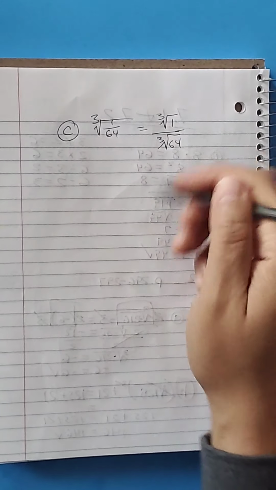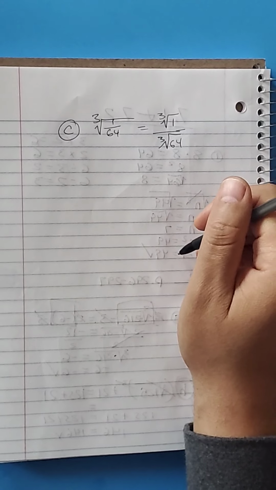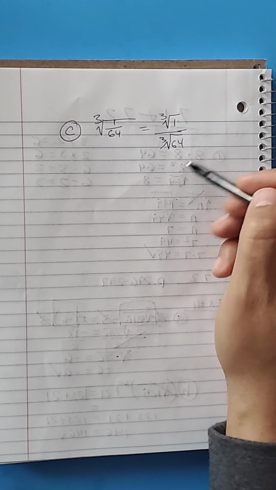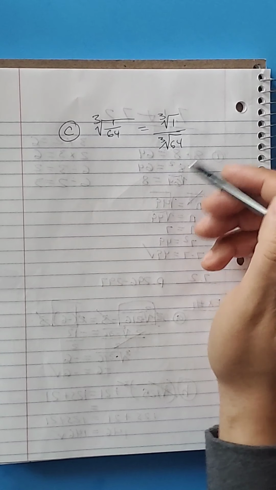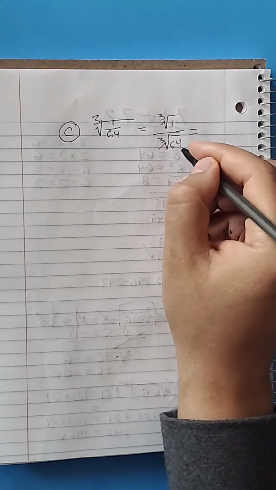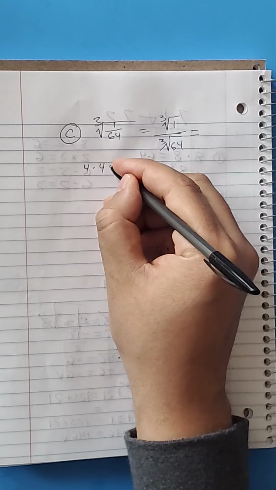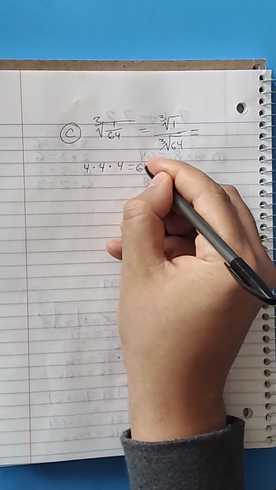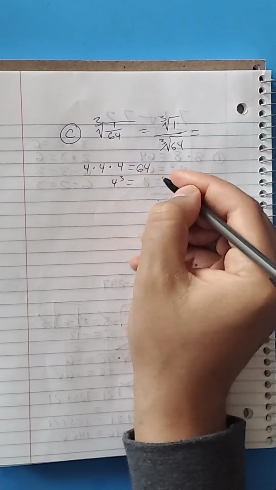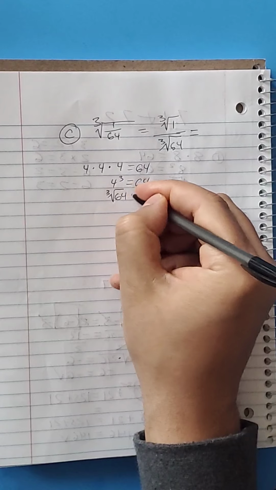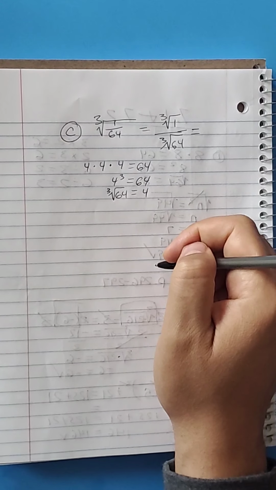After you work with these numbers on a consistent basis, you're going to start to see numbers that pop up a lot. 64 is one of them. The cube root of 64 is 4 because 4 times 4 is 16 times 4 equals 64. So 4 cubed is 64. The cube root of 64 is 4.